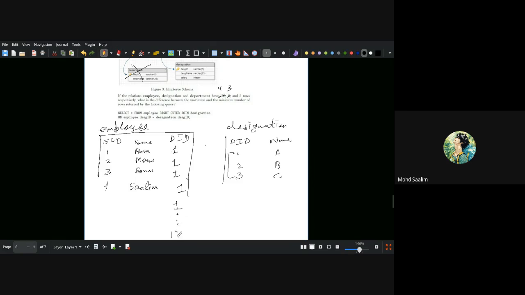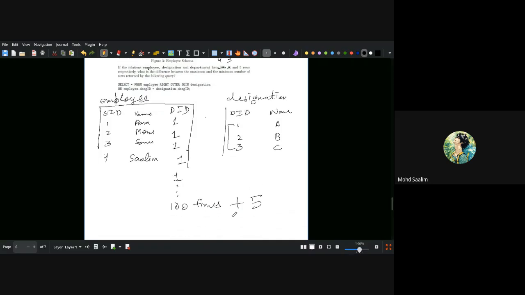How many times? How many employees are there? 100. 100 times. So how many rows did I create by this? 100. After that, how many designations are left? 5. So for them, because it is a full outer join, we have 5 rows. In total, we are having 105 rows.